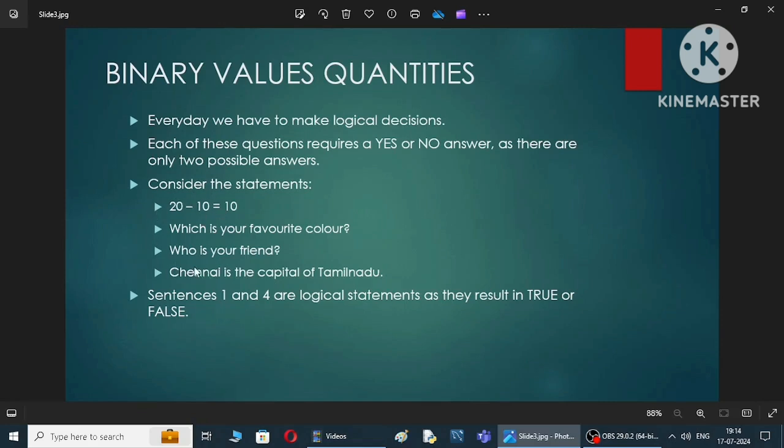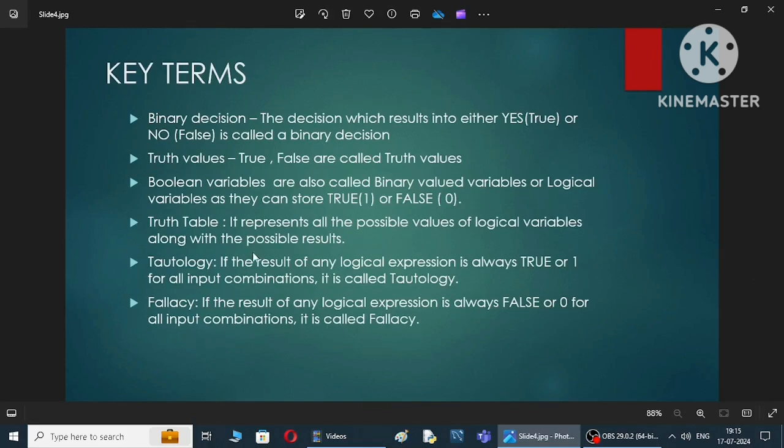So out of these 4 statements, statement 1 and statement 4 give you the result as either true or false, that is yes or no. So the first statement and the fourth statement are called logical statements. The other two may give different answers, so they are not called logical statements. Okay, so I summarize again. Any statement that results in the answer true or false or a yes or a no is called a logical statement. There are some important terms which you have to learn in this lesson.